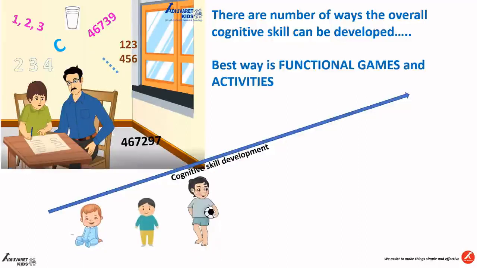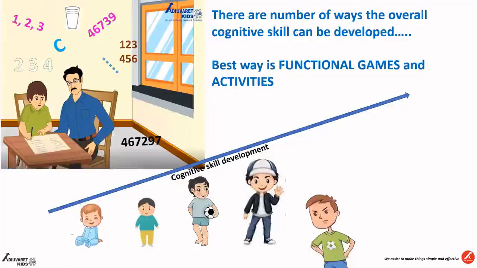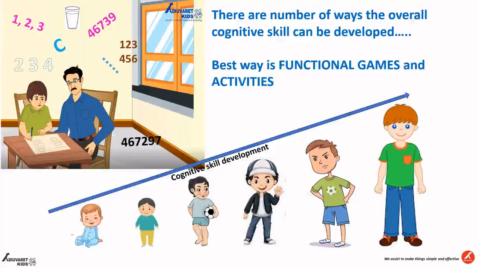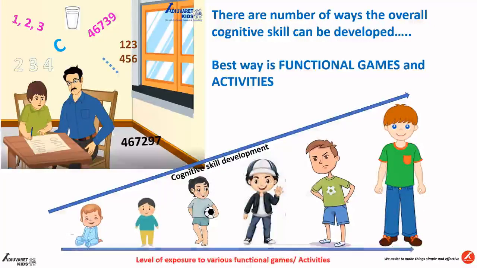So as I said, when the child grows from toddler to nursery class, from nursery class to LKG or lower kindergarten, from lower kindergarten to upper kindergarten, the level of exposure to various functional games and activities will change. If you adopt one functional game for the purpose of understanding, the functional game will be different. If the functional game is created for interpretation or analyzing, then that functional game's objective will be different. But this is very, very important.